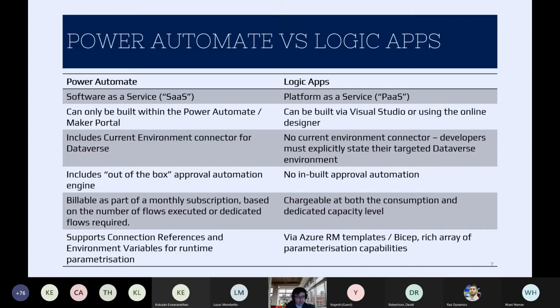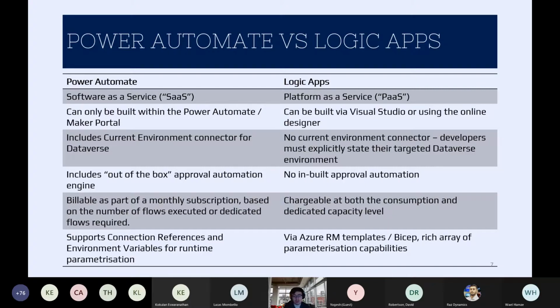As I touched upon a few moments ago, Power Automate gives us this really nice approval automation engine that we can use sort of out of the box. So if we're wanting to implement very simple or complex approval scenarios, we can do that very easily in Power Automate. These capabilities are not available in Logic apps, and we would have to build them out bespoke.